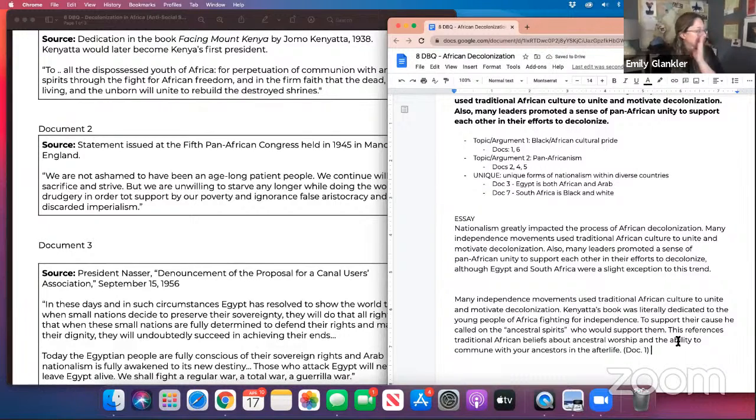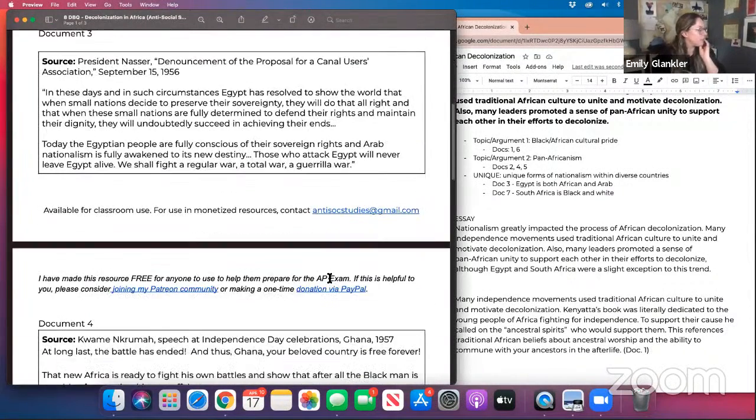Okay. Now, document 1. I've used it. We're going to talk about outside evidence in just a second. We're going to talk about context in just a second, and how to do context if you're not totally sure what you're talking about. I just want to get the basics of the essay down. Now I'm going to go to document 6, which is the album cover.